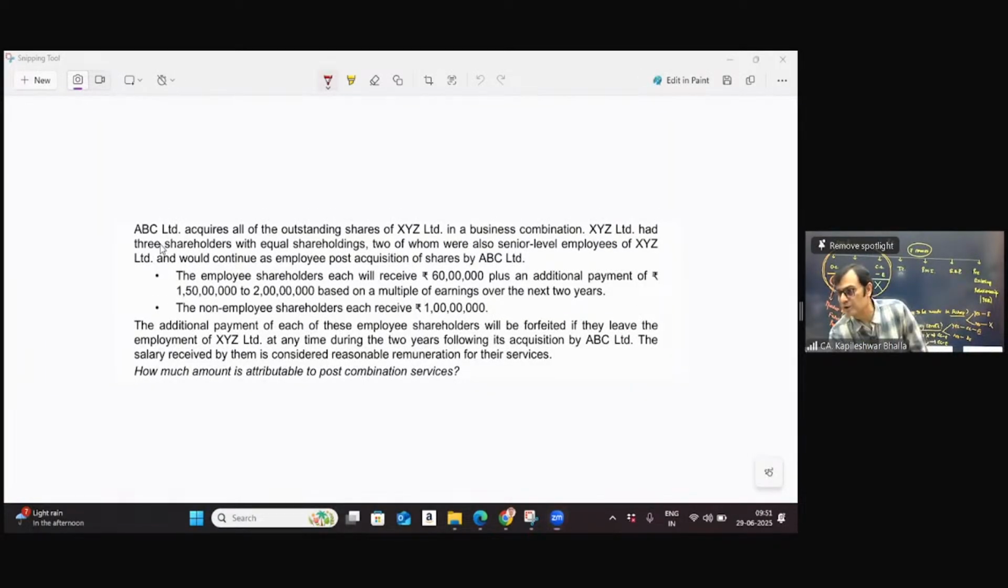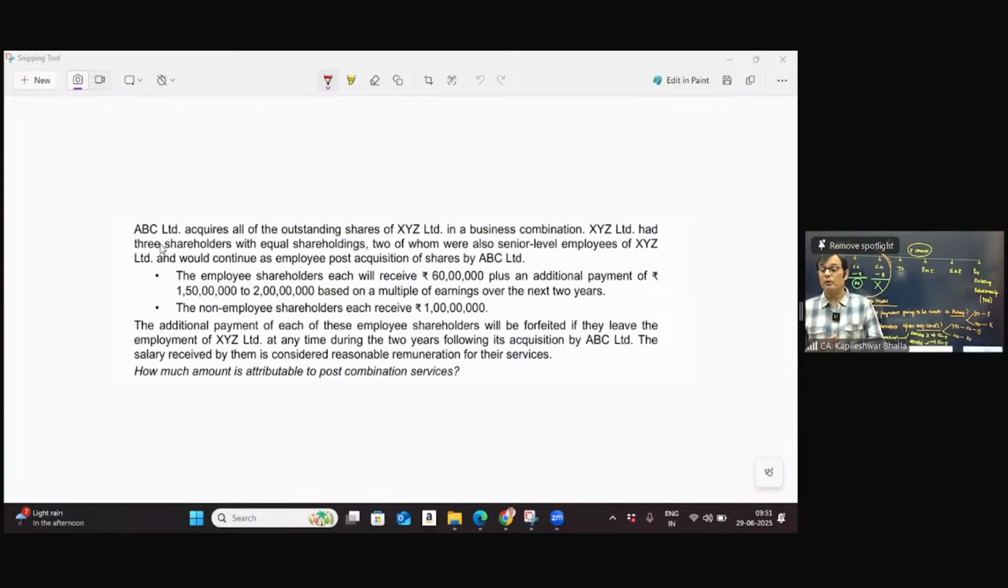In this question, it says ABC acquires all the outstanding shares of XYZ in a business combination. XYZ has 3 shareholders with equal shareholdings, 2 of whom are also senior level employees of XYZ. Is this again a case where the shareholders of the acquiree are employees of the acquiree as well? Yes, sir. Correct. And they would continue as employees post acquisition of shares.